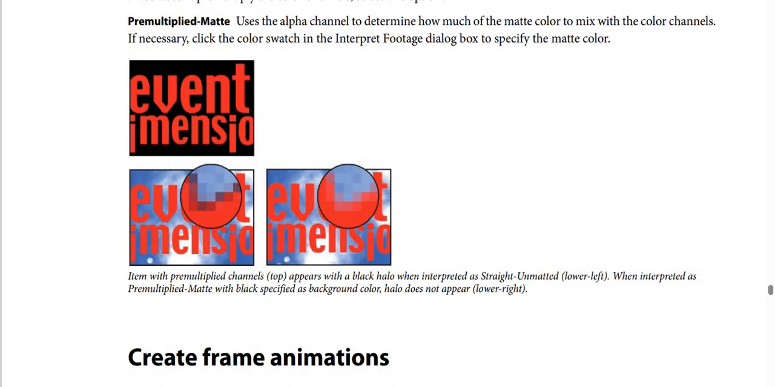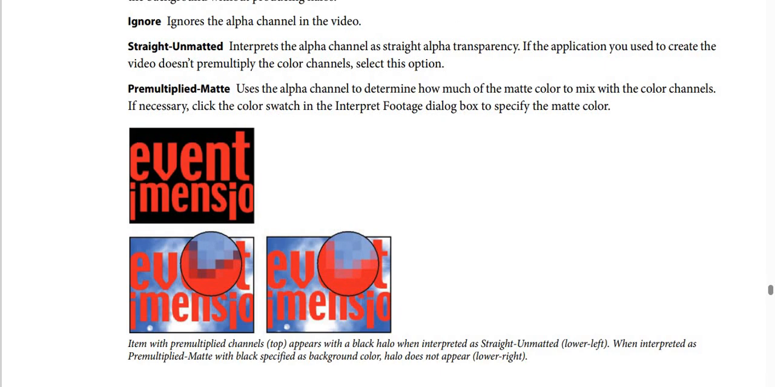Like in the next image and next screenshot now, the item with premultiplied channels, top, appears with a black halo when interpreted as Straight Unmatted, and lower left when interpreted as Premultiplied with Matte with black specified as the background color. The halo doesn't appear, lower right.